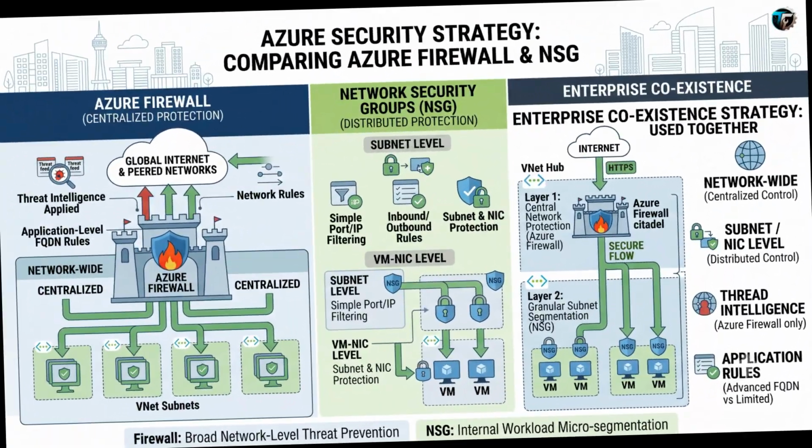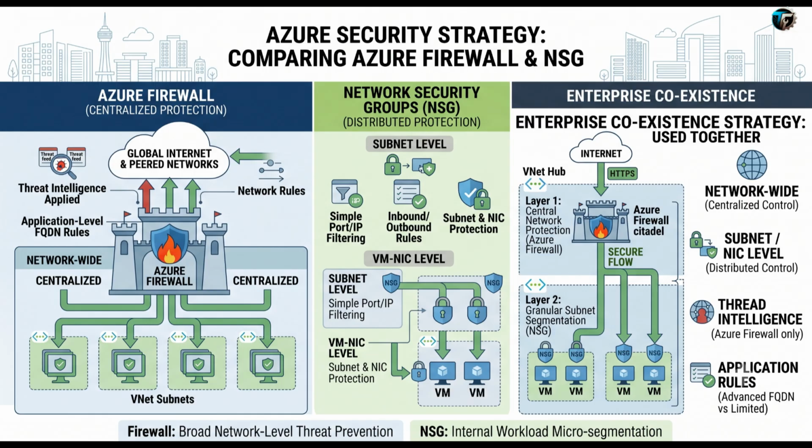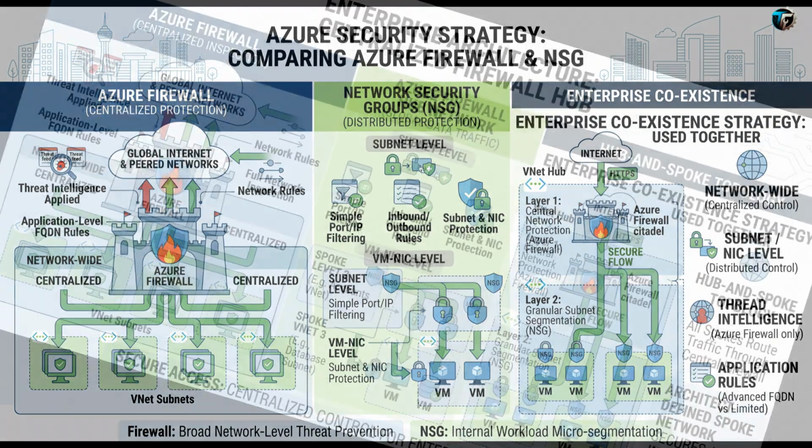Many beginners think Azure Firewall and network security groups are the same. They're not. NSGs secure individual subnets or virtual machines. Azure Firewall protects the entire Azure network from a centralized location. In enterprise environments, both are used together.